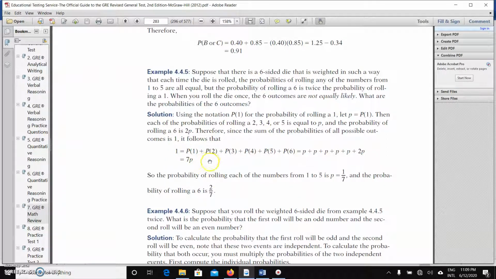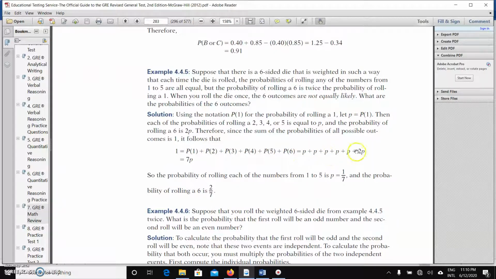Because the probability of 1, probability of 2, probability of 3, probability of 4, probability of 5, and probability of 6. Let's assume the probability for 1 is P. Probability of 1 is P, probability of 2 is P, probability of 3, P, 4, P, 5, P. And for the probability of 6, since it's twice every other one, especially that of 1 which is P, that will be 2 times P.